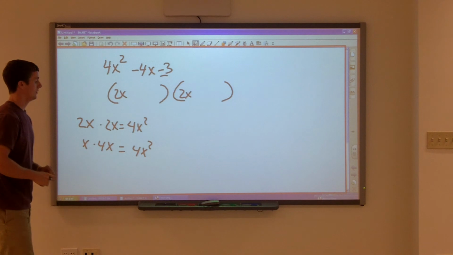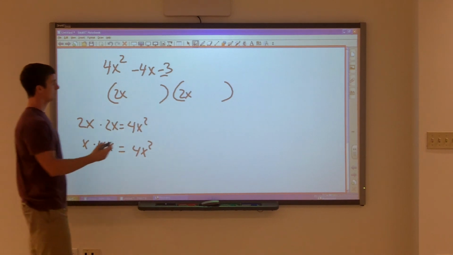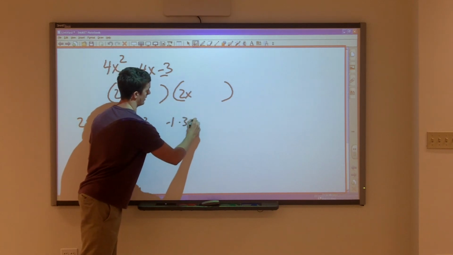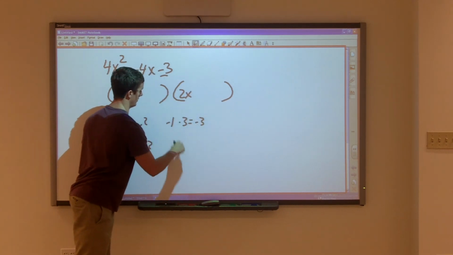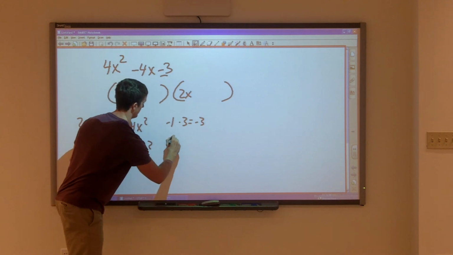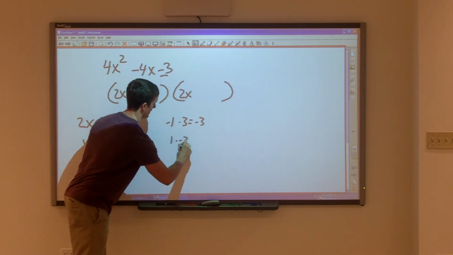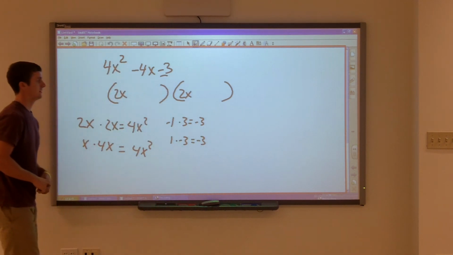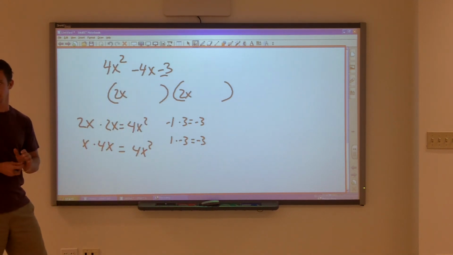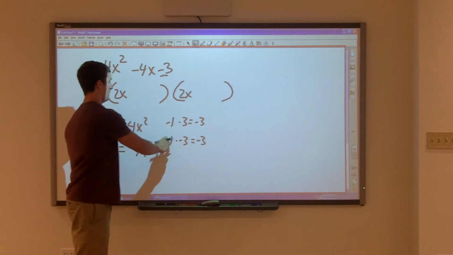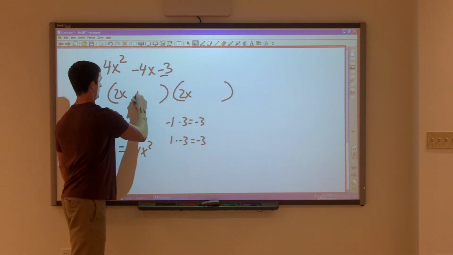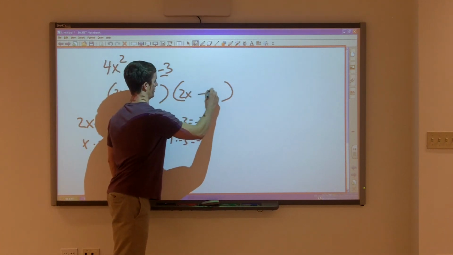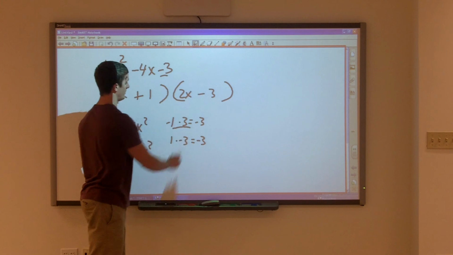Now we've got our first two numbers. Let's start seeing what we can get again for this negative 3. We have negative 1 times positive 3, or a positive 1 times a negative 3, which will still give us a negative 3. So let's throw in a guess again, and we'll say that our positive 1 will be our first answer, and then our negative 3. So we'll use these two terms.